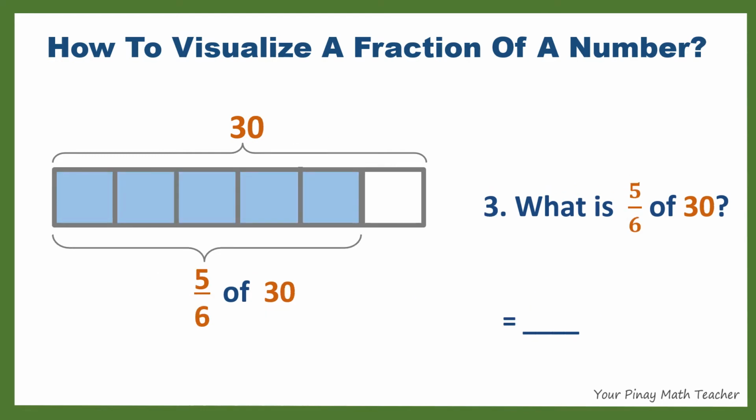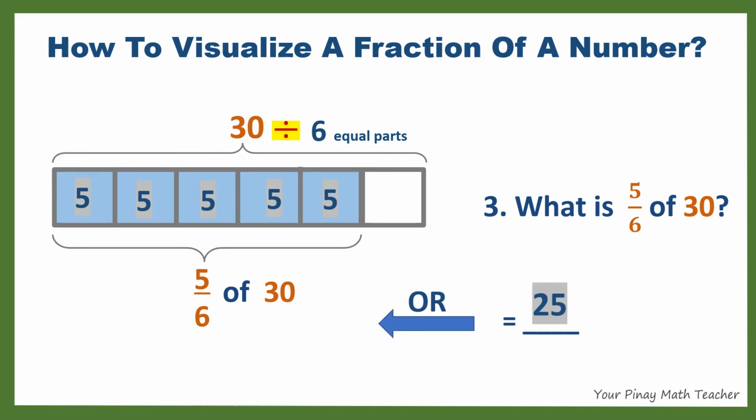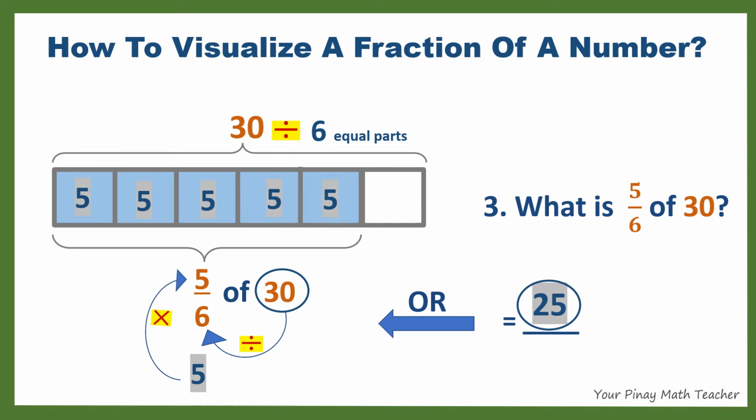Last illustration. What is 5/6 of 30? So 30 divided by 6 equal parts. We get 5. And then you only add 5 five times, or multiply 5 by 5, so you get 25. Or simply divide 30 by 6, you get 5 and times 5, 25.